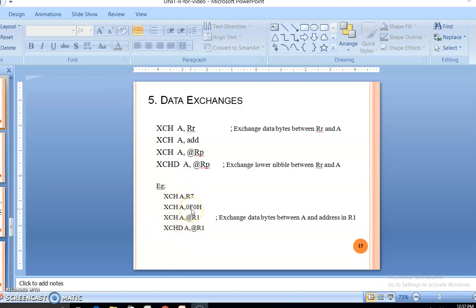So this is about moving data from source to destination in different ways. First one is MOV. MOV is used only for internal data exchange. Then MOVC is for external ROM or internal ROM to the memory locations or registers. Next, MOVX is used for external RAM, and push and pop is used for stack memory operations. Then XCH is used to exchange the data between the two operands, and XCHD is used to exchange the lower nibble between the two operands. So this is about moving data.